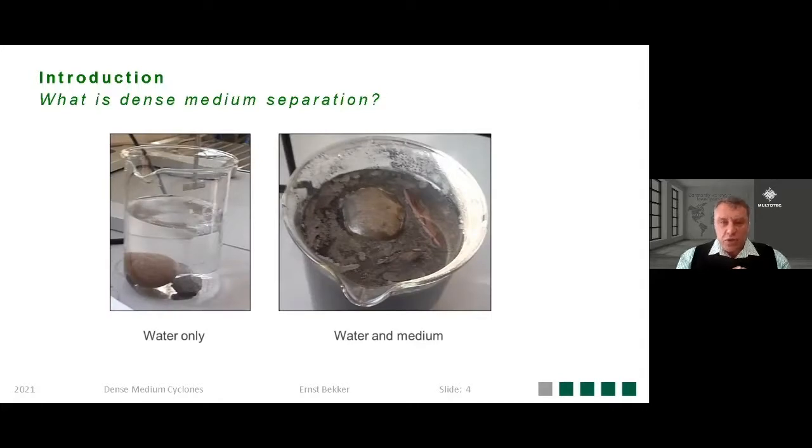This picture just shows how you can float a rock. In the picture on the left-hand side, you have water and you've introduced solids, and obviously everything sinks to the bottom. But if you introduce this artificial media, consisting of magnetite and water or ferrosilicon and water, you can control the density up to the point where you can float rocks. And that is the principle of dense media separation. We want to separate at a certain density.